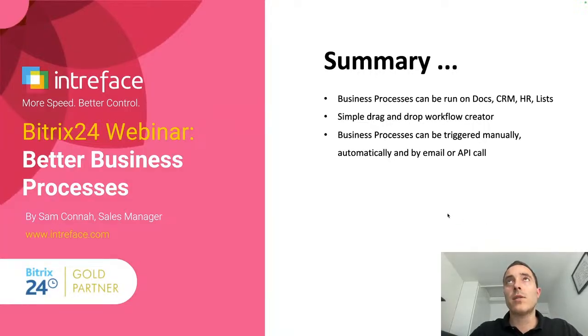Okay, so in summary today, we've seen how business processes can be run on a variety of entities within Bitrix. So ranging from documents, CRM items, HR features and lists. You've got a simple drag and drop workflow creator tool to create those processes. And we've seen how processes can be triggered in different ways. So either manually, automatically, via email, or even API call with our self-hosted version using the mailbox rules.